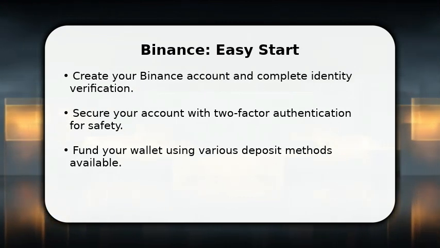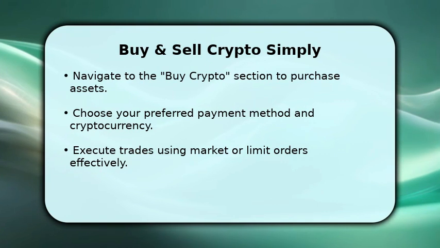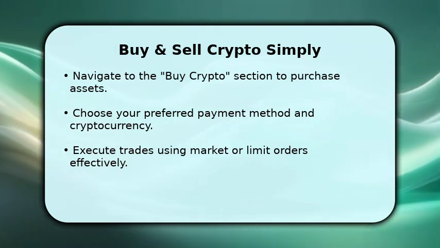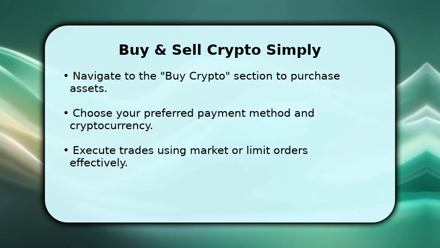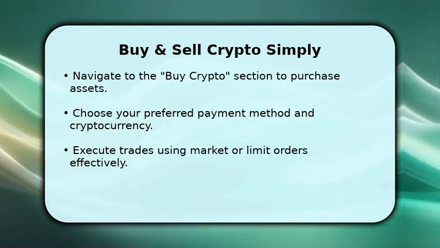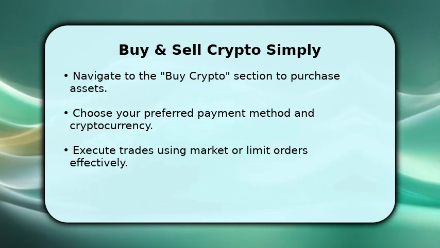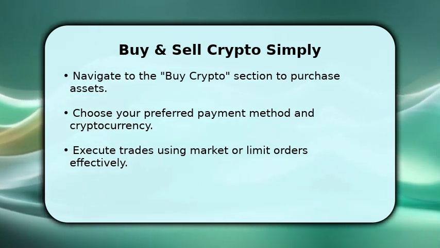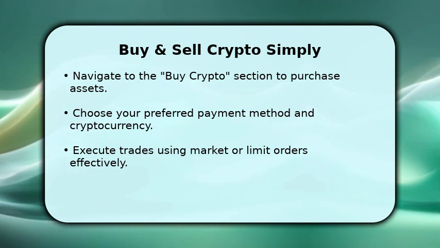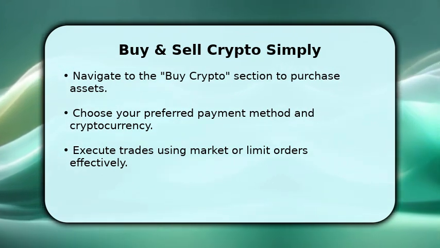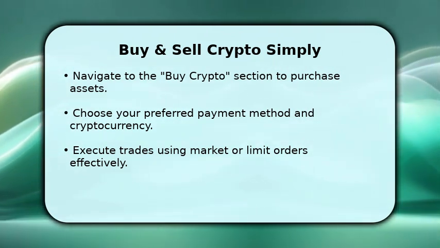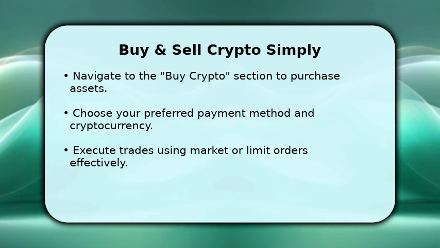the crypto market. Once your account is funded, buying crypto is straightforward. Head to the Buy Crypto section, where you can select your desired cryptocurrency and payment method. Binance offers various options to suit your needs. When trading, you can choose between market orders for instant execution or limit orders to set a specific price, giving you control over your transactions.